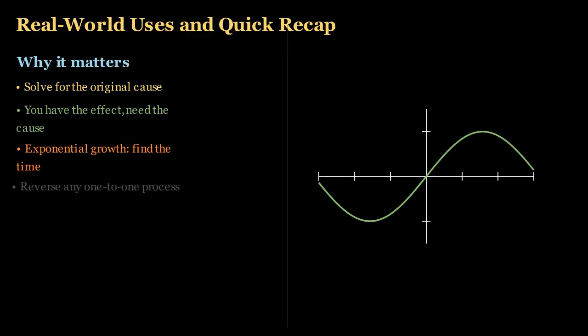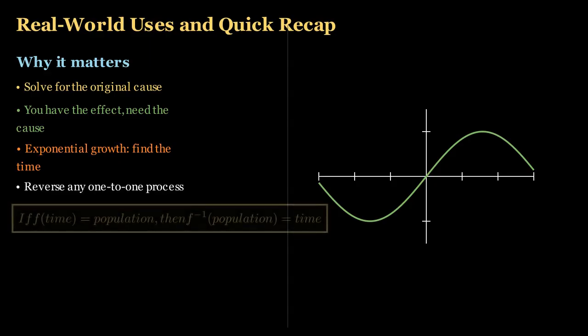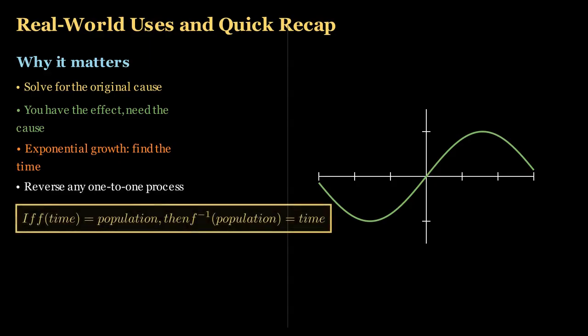For example, if you have a model for population growth that tells you the population after a certain number of years, the inverse function tells you how many years it took to reach a certain population. It lets you reverse any one-to-one process, which is incredibly powerful for solving real equations.